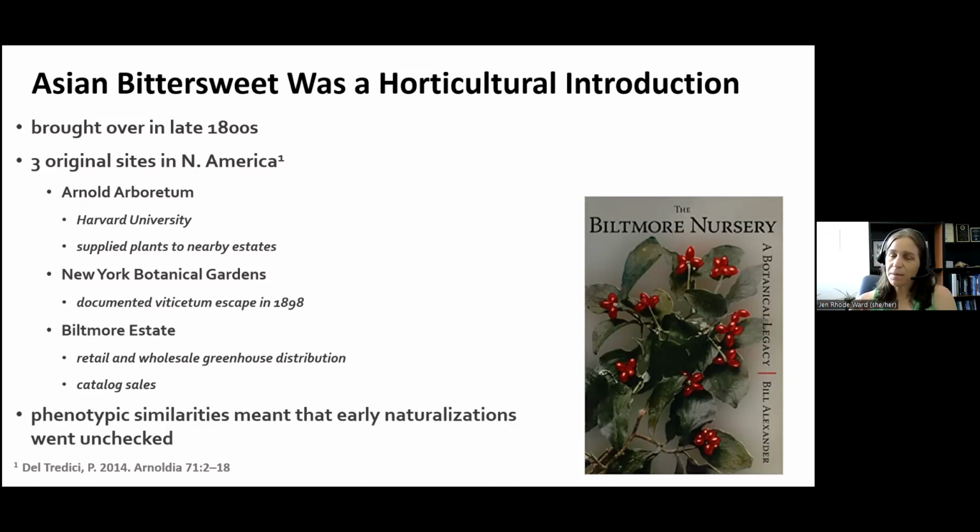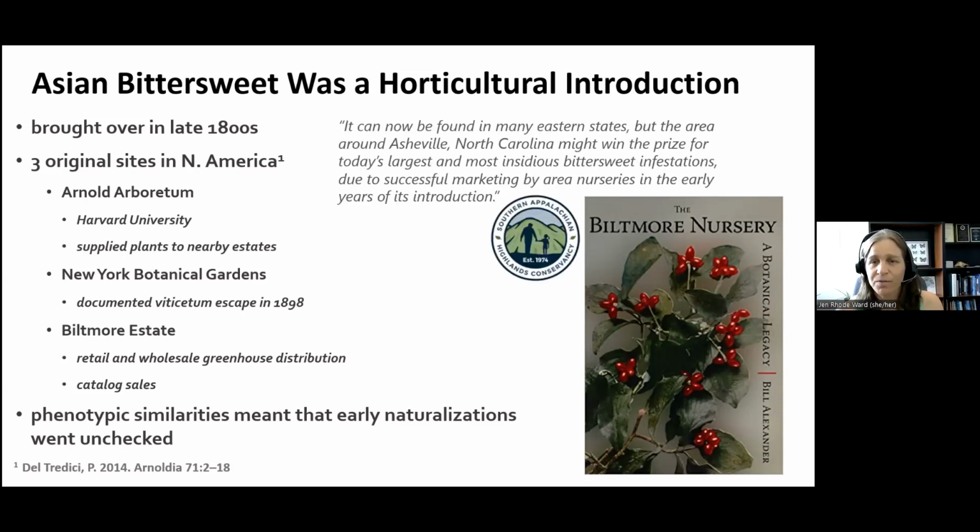And the phenotypic similarities between Asian and American bittersweet meant that these escapes were not well documented, and naturalization was not really noticed. Land managers weren't really on top of the escape of the species into the wild because they didn't notice it for a bit.